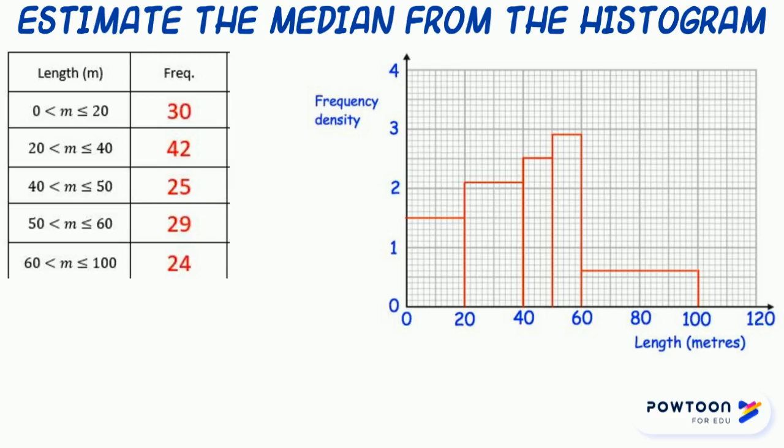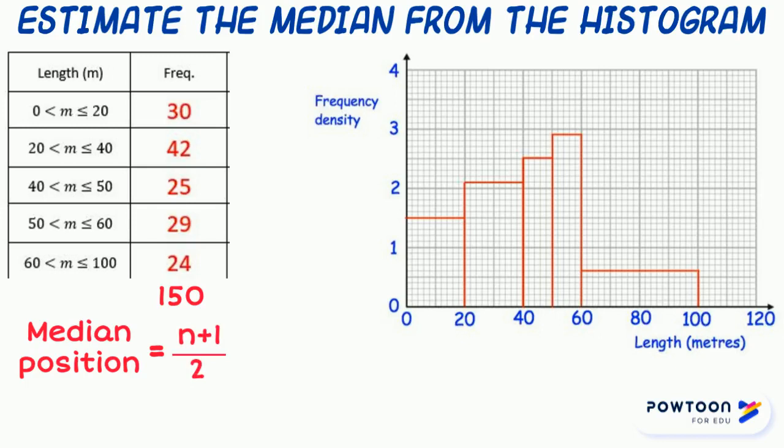Next, we're going to add up the frequencies to find our total frequency. This is needed because the position the median is in is going to be (n plus 1) divided by 2. That n value is your total frequency. So in this case, it's (150 plus 1) divided by 2, so we're looking for the 75th and a half value.